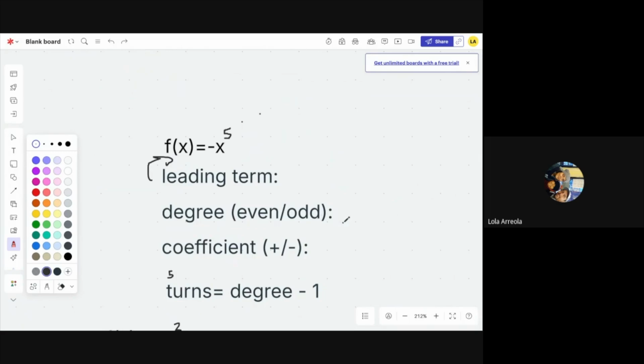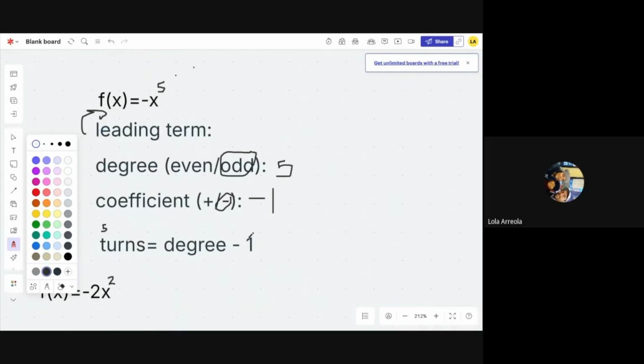What's the degree? 5. Now this time I have an odd degree. And then the number in front of x to the 5th power is -1. So that's obviously a negative coefficient. I can do the number of turns right now, 5 minus 1, which is equal to 4 turns.